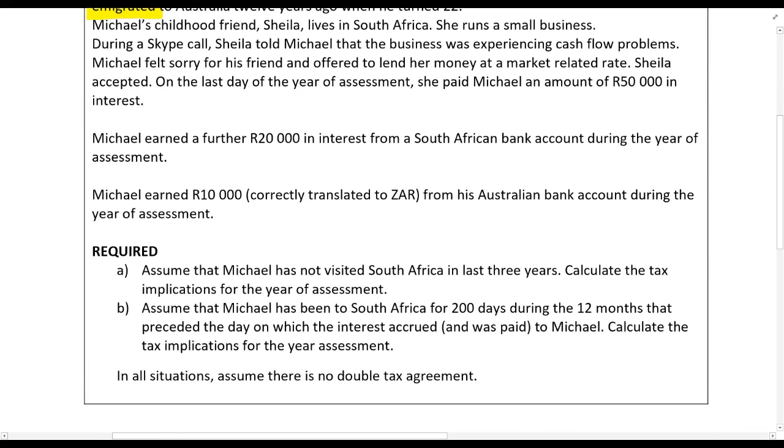So then there's a required that says A and B. A, assume Michael has not visited South Africa in the last 3 years. Calculate the tax implications for the year. And then B, assume he has been to South Africa for 200 days during the 12 months that preceded the day in which the interest accrued. Calculate the tax implications for the year of assessment.